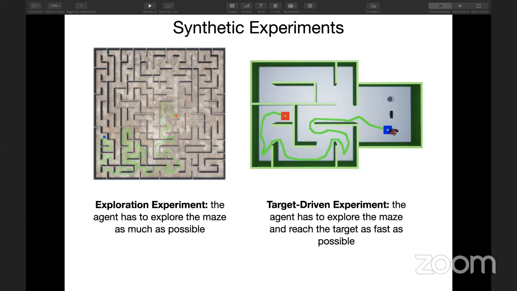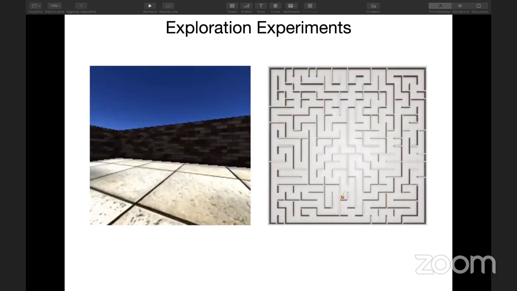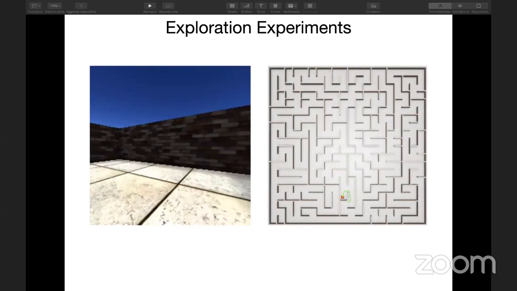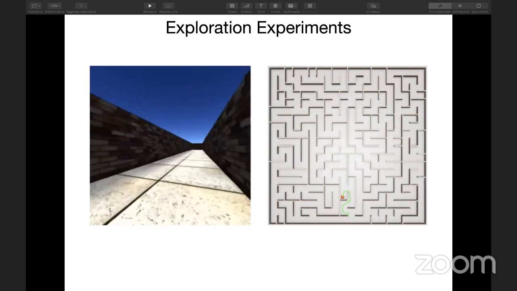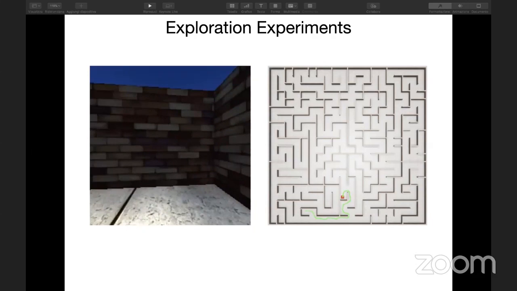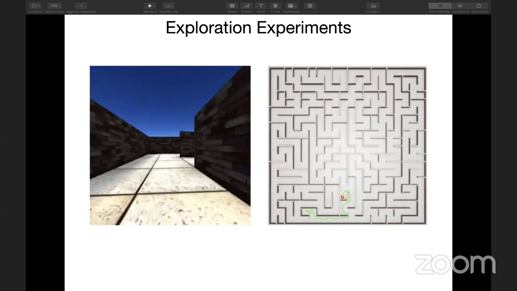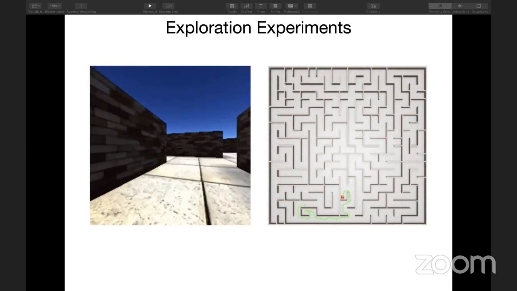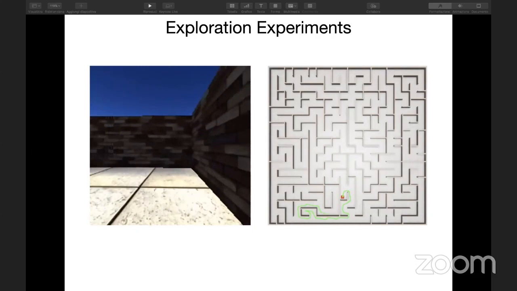So let's see some examples of the exploration experiments. We can see on the left the first person view of the agent, and on the right the top-down view of the maze. By observing the trajectories performed by the agent, we can see that during training it implicitly learned a very useful, very robust strategy to explore unknown mazes. In fact, it is basically just following the right wall, which guarantees that it will never be lost during the exploration.